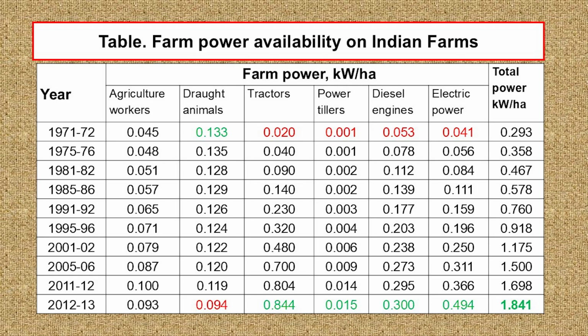Okay, so have a look at this table. This table tells you the farm power availability in Indian farms from 1971-72 to 2012-13. It highlights the availability of farm power recorded in five-year intervals according to the five year plans. I already told you the sources of farm power: agricultural workers or human power, draught animals, and mechanical power. Under mechanical power, it may be tractors, power tillers, stationary diesel engines, or stationary electrical power.